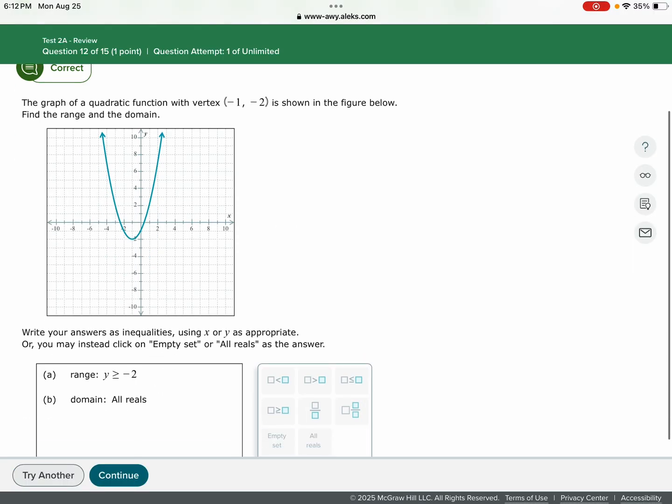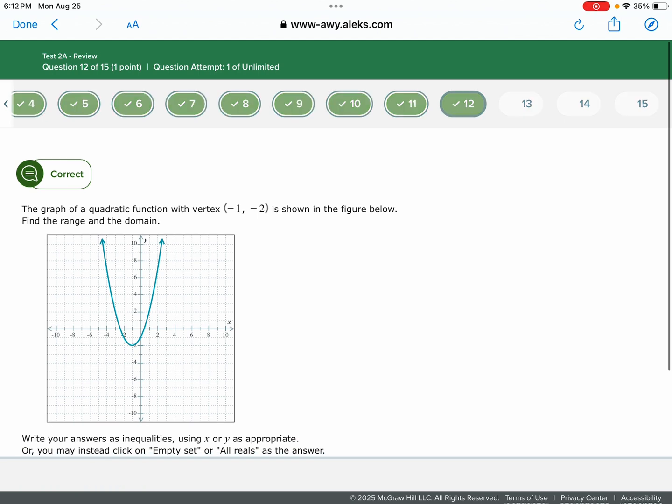All right, so make sure that you know range is the y values, domain is the x values. For parabolas, for quadratics, it's always going to be all real numbers.